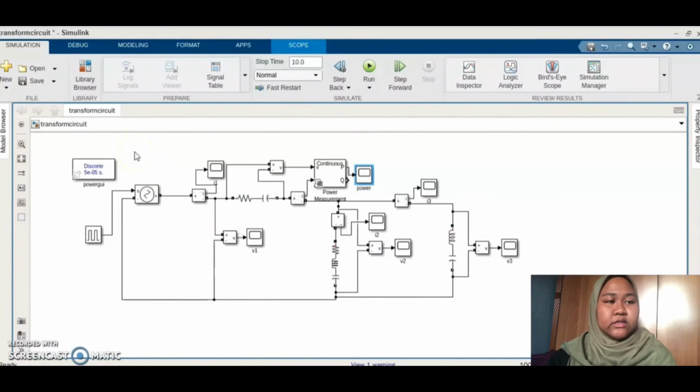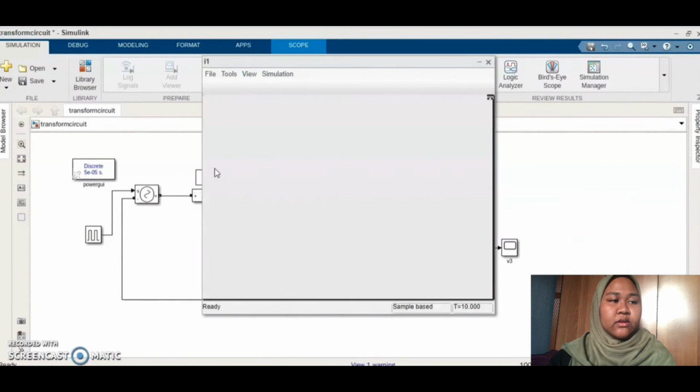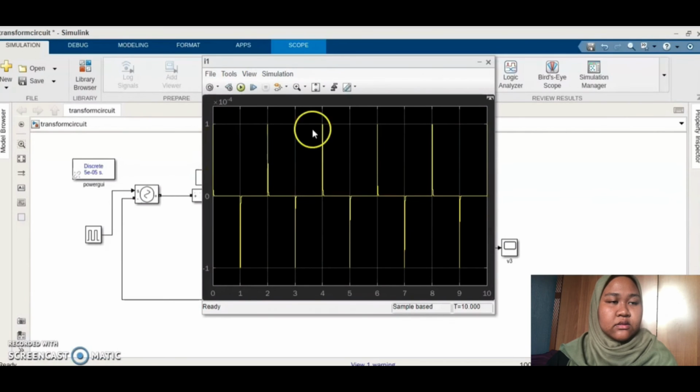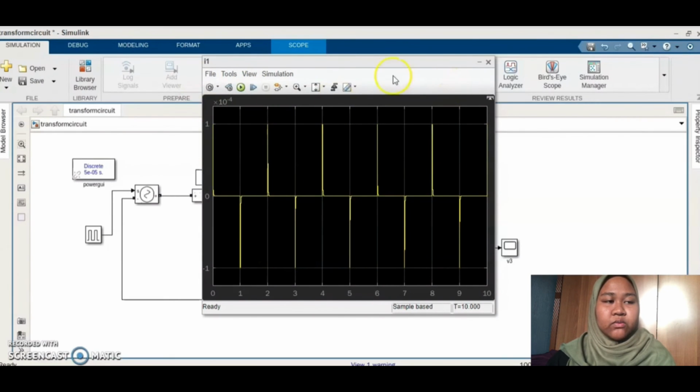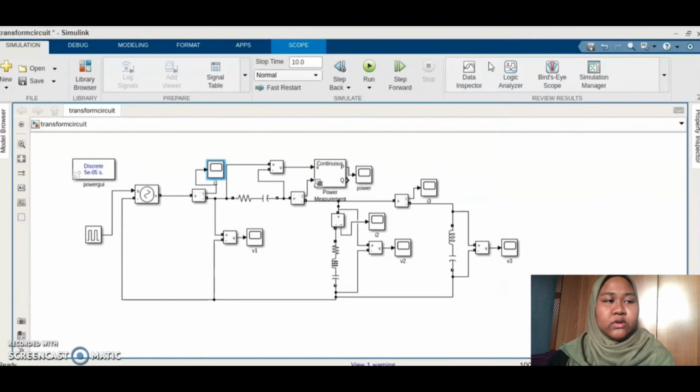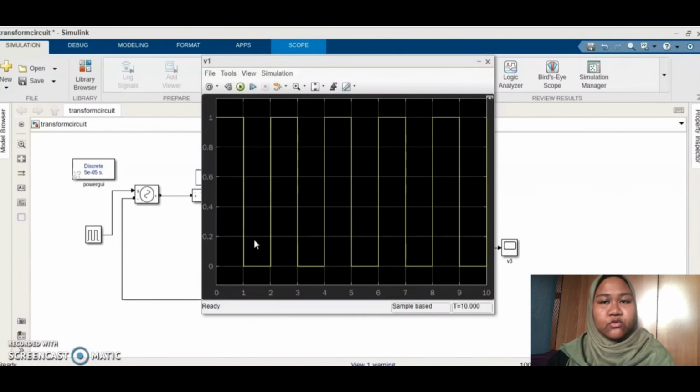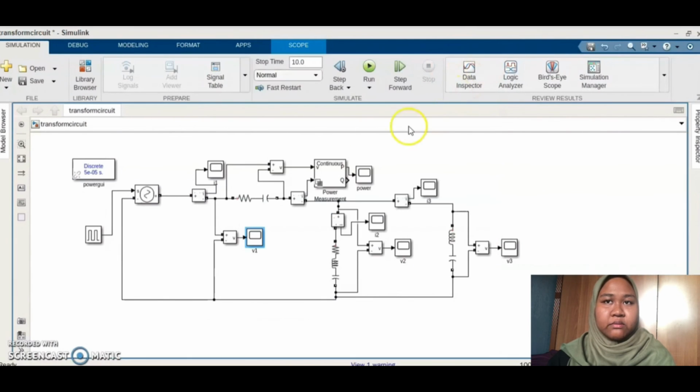Next, this is the simulation for our circuit, and this is our circuit. First we look at the I1. This is the waveform obtained for I1, and the value is quite different from the manual calculation. Next we look at V1. This is the waveform obtained for V1. The value is almost the same as the manual calculation.